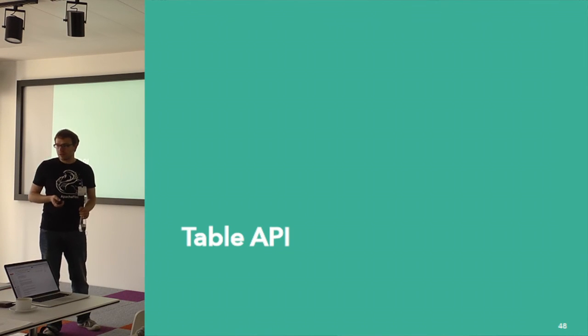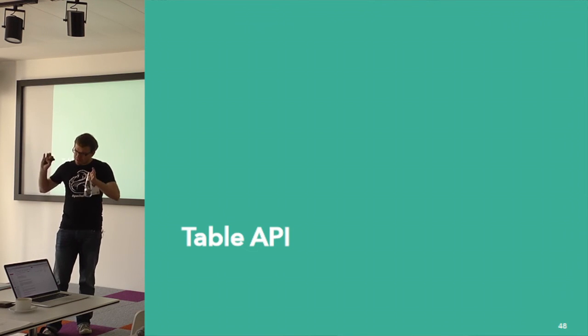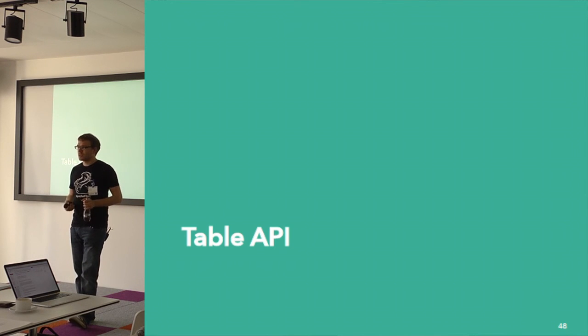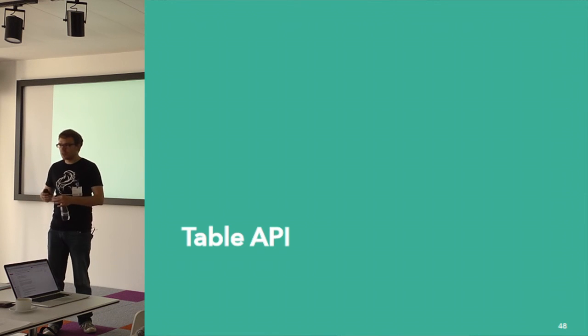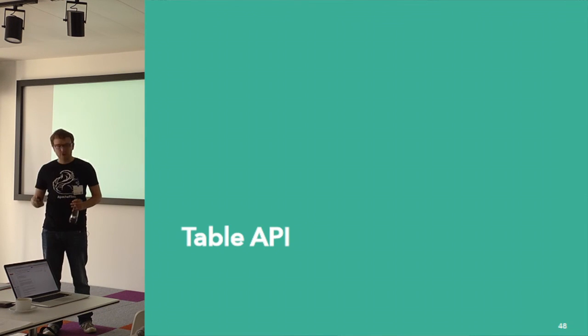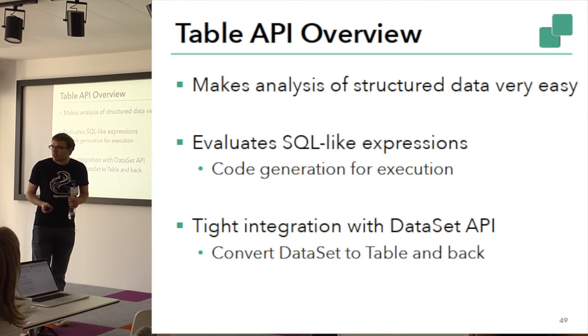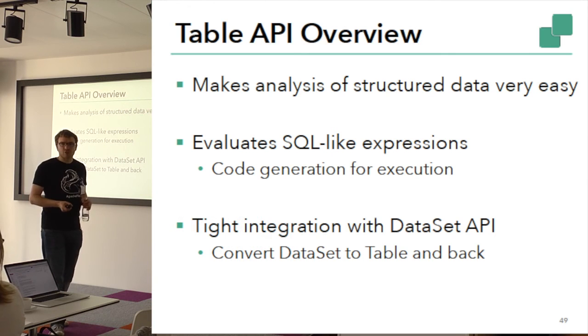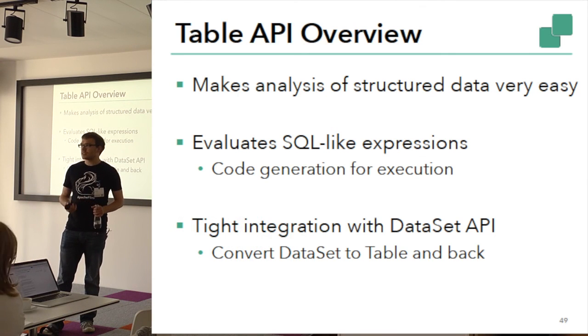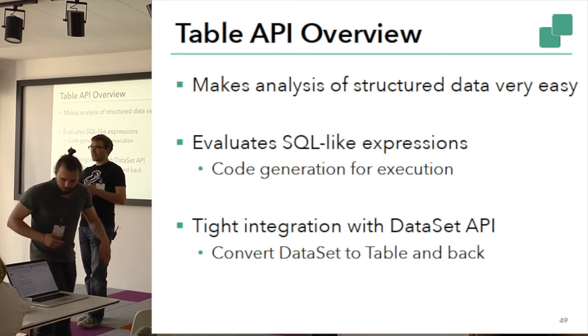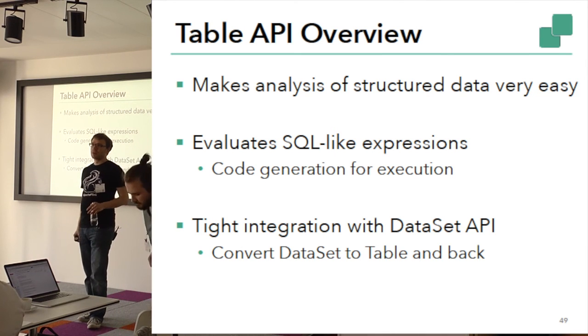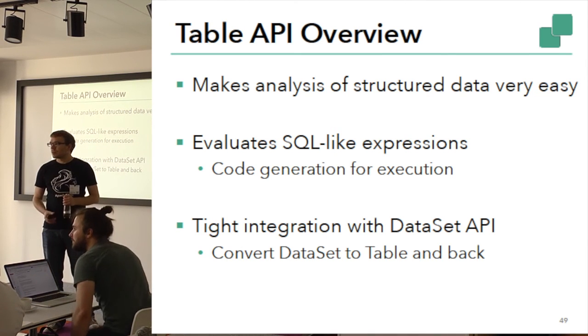We already talked a little bit about this table API, which allows us to do SQL-like expressions on data. And here are just a few slides to give a feeling for what it is and how we can use it. It basically makes the analysis of structured data really easy. Structured in the sense that you have a flat relational schema.